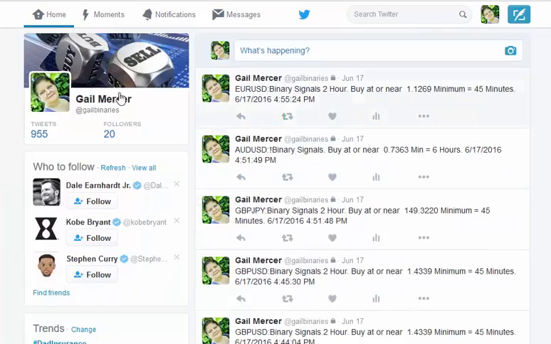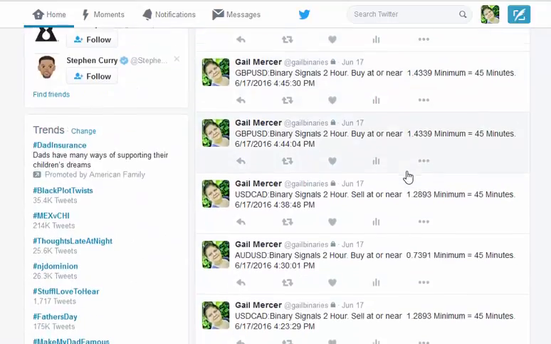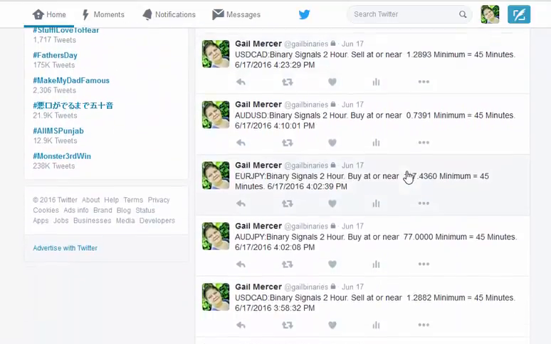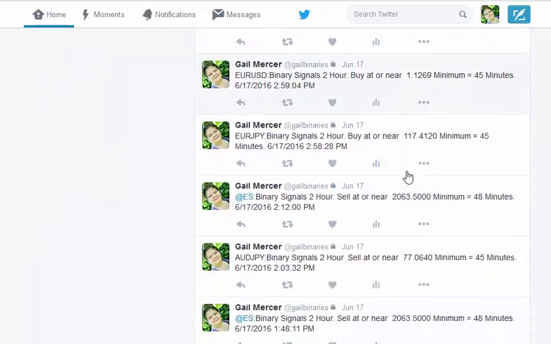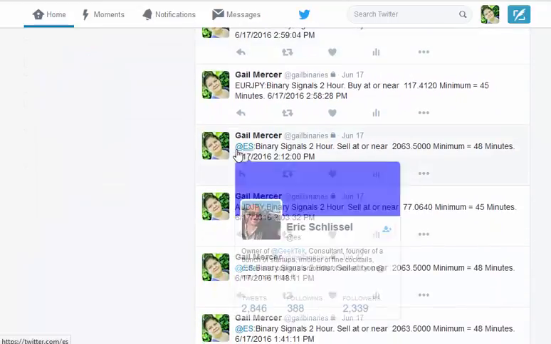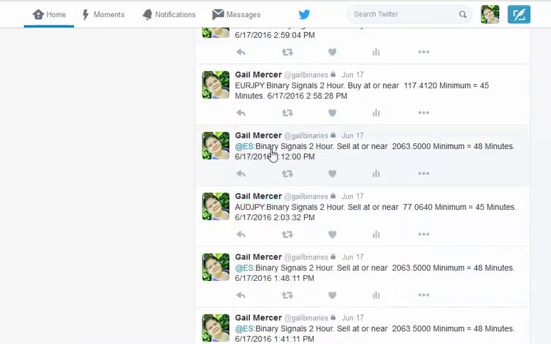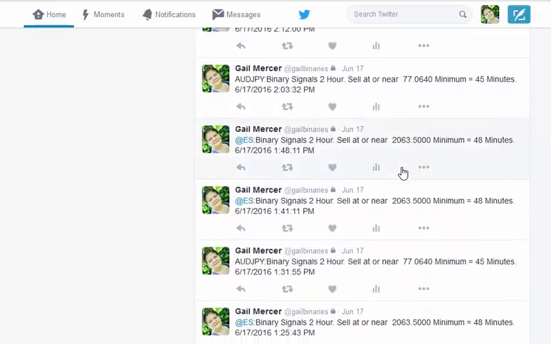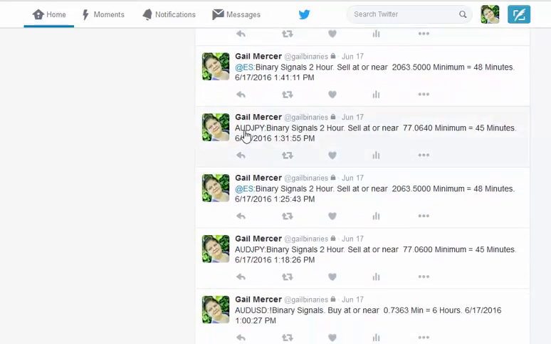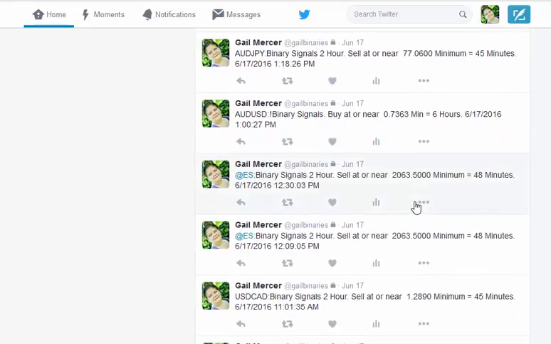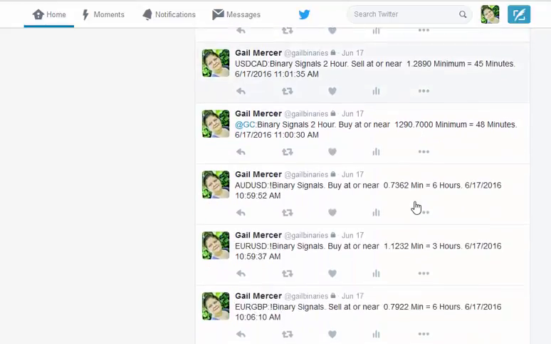Okay, now I've switched over to the @Gail binaries, and for the indices, and I think on gold, if you scroll down the tweets, do you see how it says @ES? Because it has the @ symbol, and this is the way the signals do, because I use the continuous contract, you can see that all of the indices will be in blue.